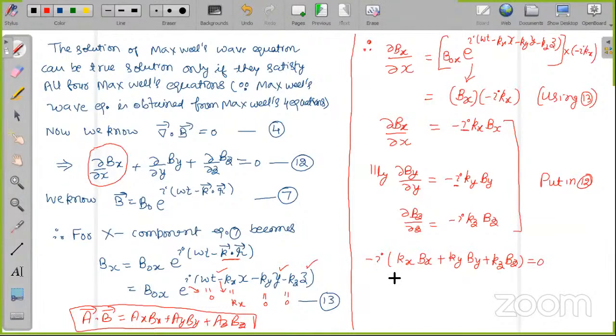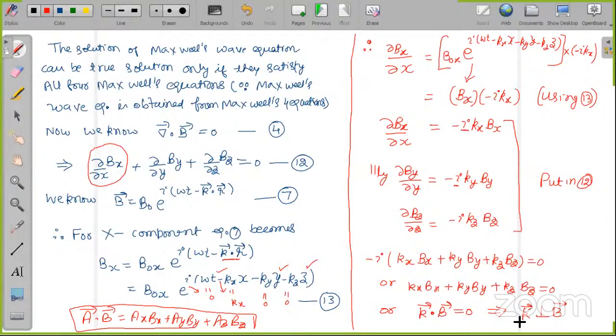Now divide both sides by minus iota and I will get kx bx plus ky by plus kz bz is equal to 0. Can I write it like this, or k vector dot b vector is equal to 0? Would you agree with this? Yes, sir. You know from your school physics, if the dot product of two vectors is 0, then these two vectors are perpendicular. Therefore k vector is perpendicular to b vector.